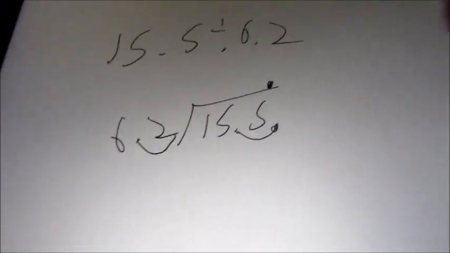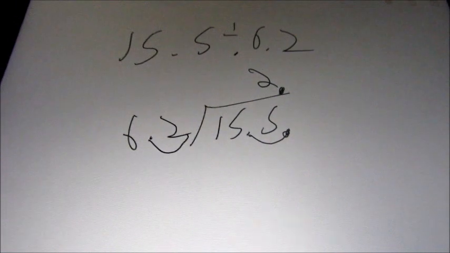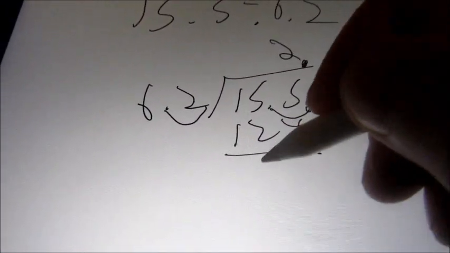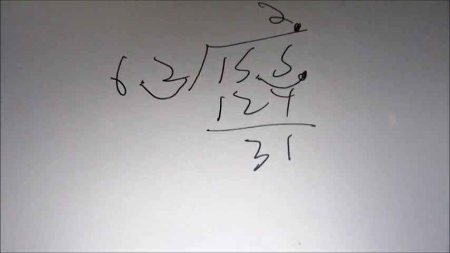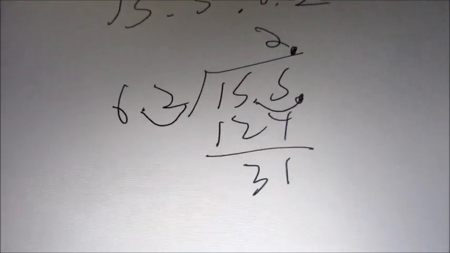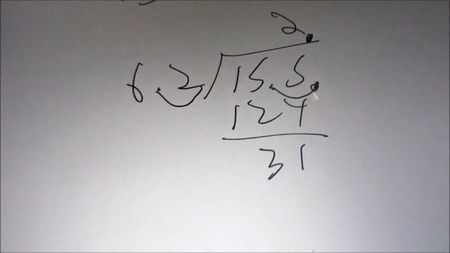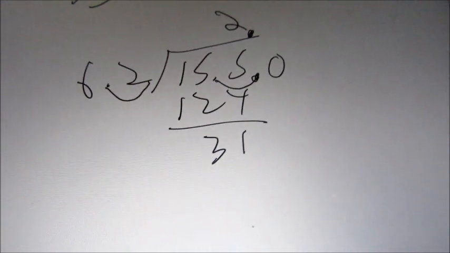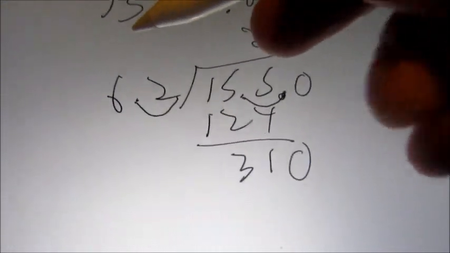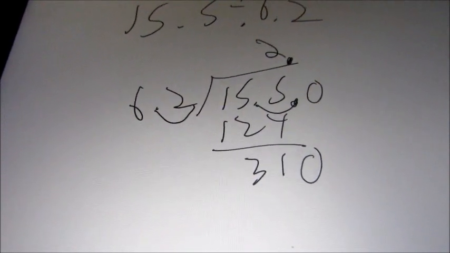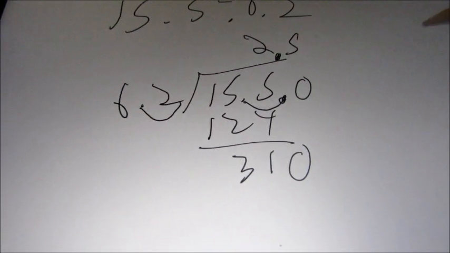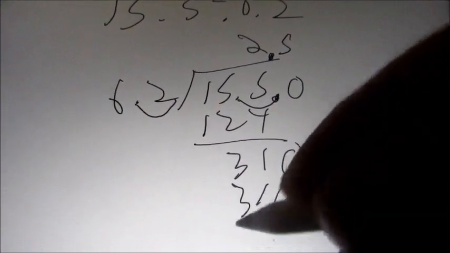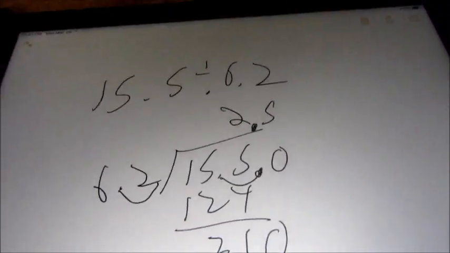So now we're going to go 62 will go into 155 2 times. 2 times 62 is 124, and we're going to have a 31 remainder. Since we want to try to figure out what our total answer is here, we're going to add a 0 to the end. So bring this 0 down. 62 will go into 310 5 times, and 5 times 62 is 310. So our answer is 2.5.